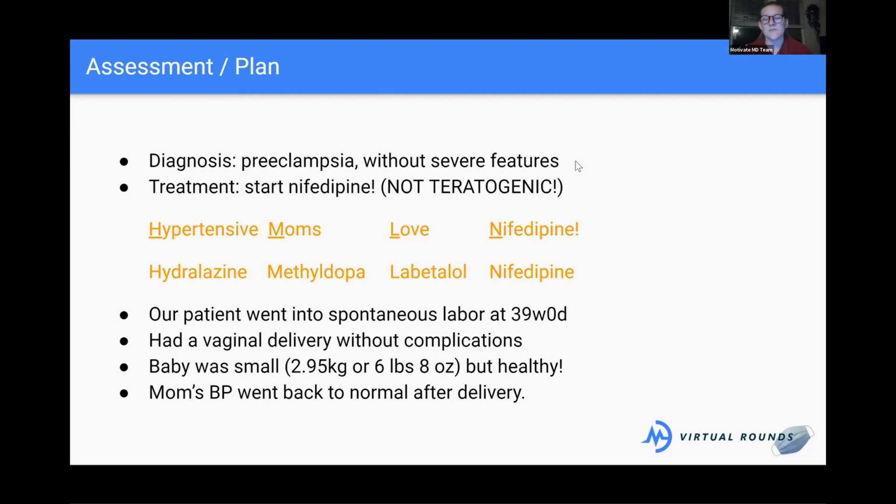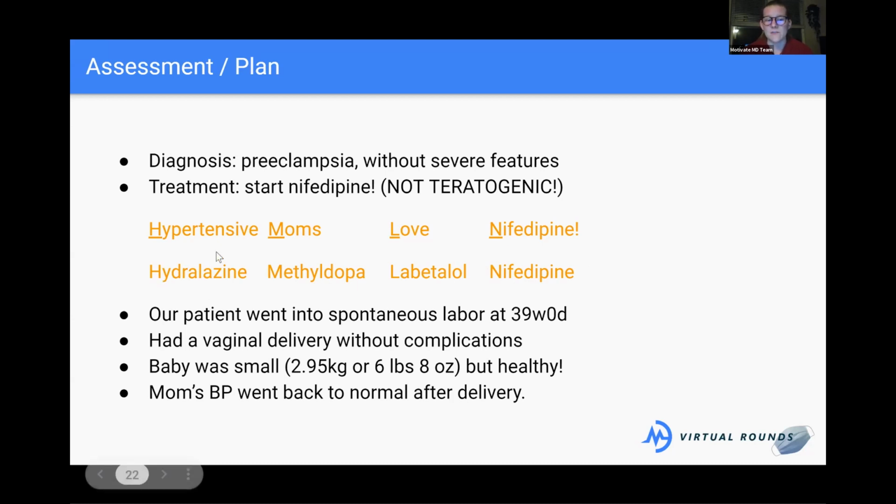And the reason we don't use that is because it can cause birth defects in the baby. So there's this fun little mnemonic that we learn called Hypertensive Moms Love Nifedipine, and it stands for the 4 different types of blood pressure medicines that we can safely give to mom. Again, that's because they don't cause birth defects if they take them in pregnancy, and they are all effective at reducing the blood pressure that can cause these symptoms of preeclampsia.